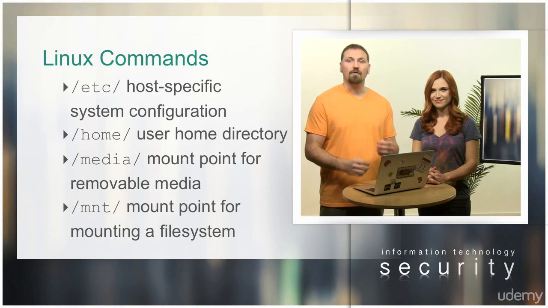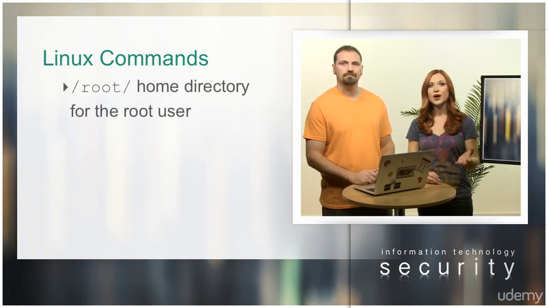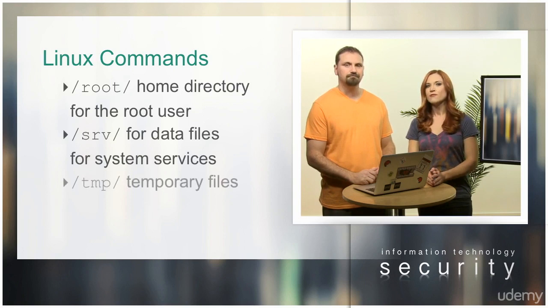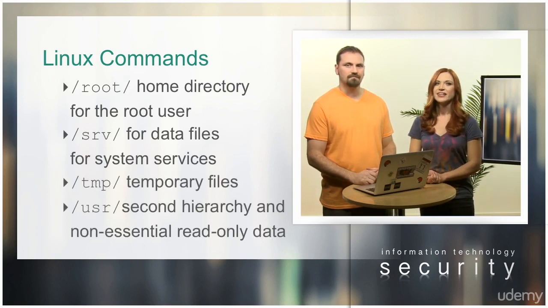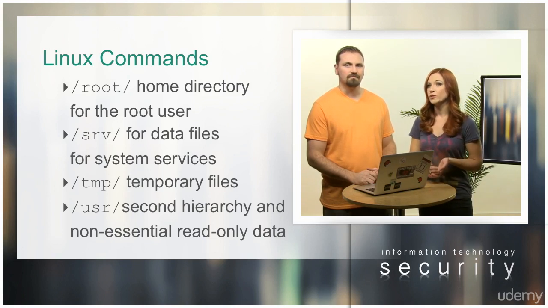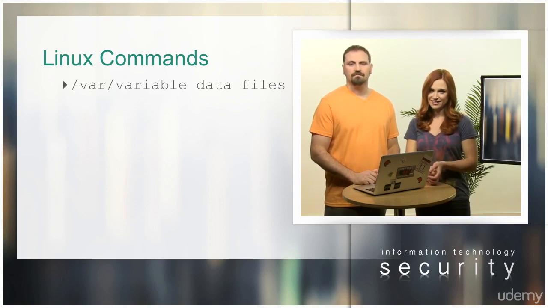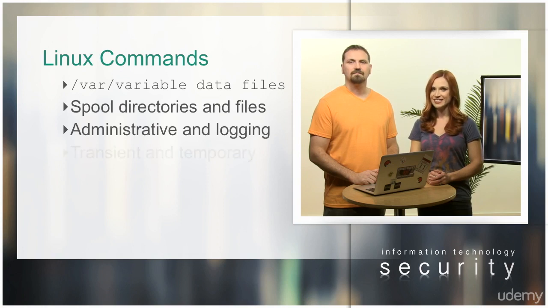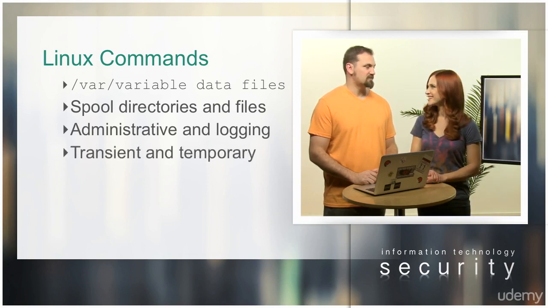/mnt is the mount point for mounting a file system temporarily. /root is the home directory for the root user. /srv is for data files for system services. /tmp are temporary files. /usr is the second hierarchy, for non-essential read-only data. /var are variable data files. This includes spool directories and files, administrative and logging data, and transient and temporary files. That's right. A lot of things to remember.